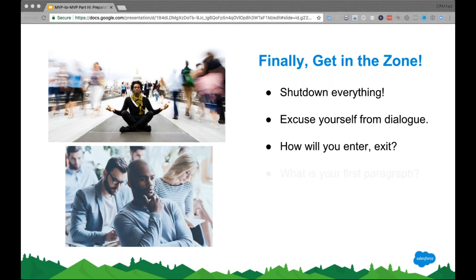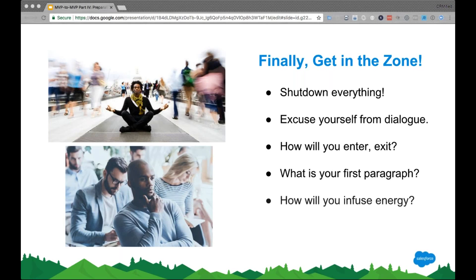Because I'm thinking about how will I enter the stage? How will I exit the stage? What will my first paragraph be? What will be the first things I say to the audience to capture their attention? And then how do I make sure that I'm not boring? So I'll think about options for how to make them laugh. How will I infuse energy if I get to my second paragraph and everyone's just got deer in the headlights? That's important, to have these things ready to go and be thinking about these items.